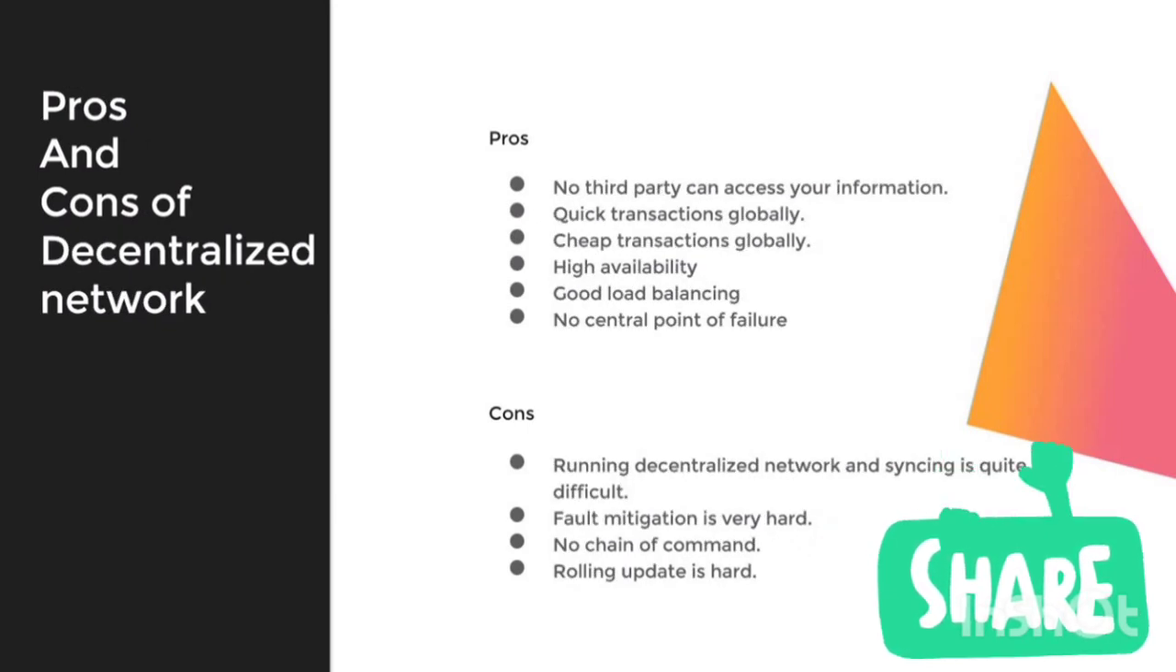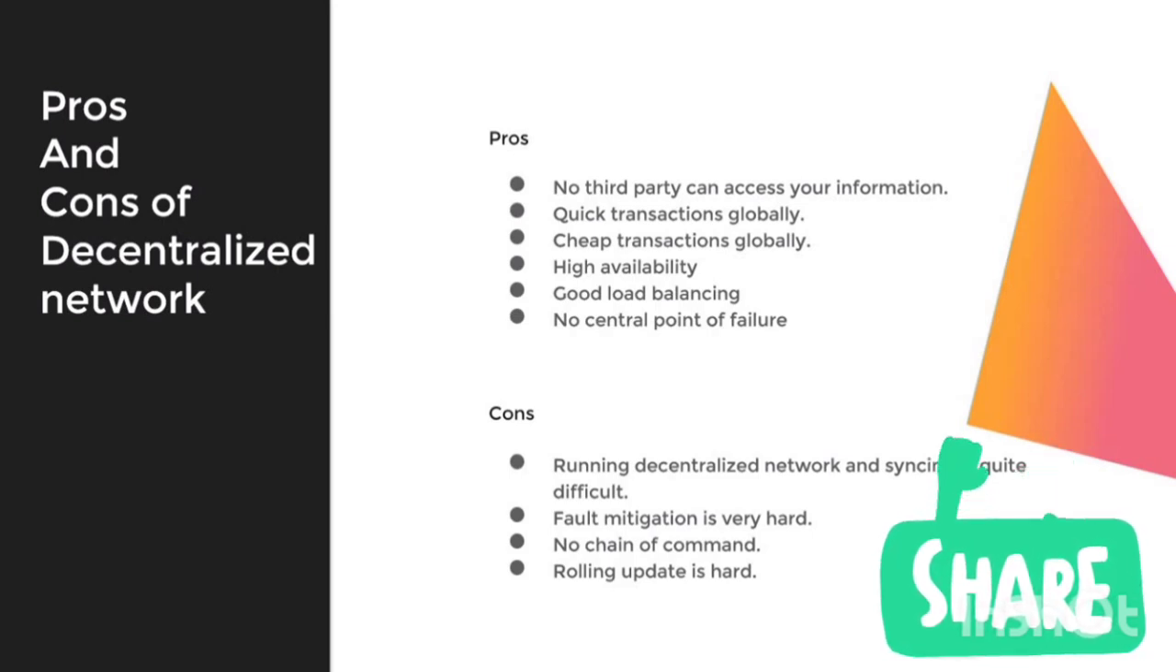Now let's have a look at the pros and cons of a decentralized network. In a decentralized network, no third party can access your information. So your information is yours if encryption is implemented. No third party can access your data. Transactions are quick and cheaper, as the global network of nodes is connected with each other, and they can communicate with each other. As there are multiple nodes serving, if one node fails, others can take over. So decentralized networks are highly available.